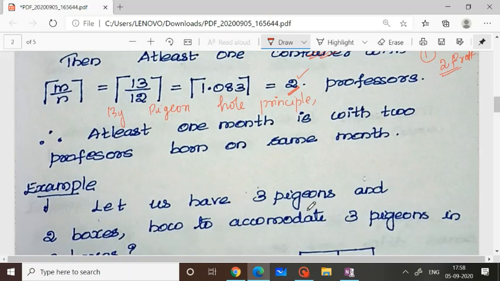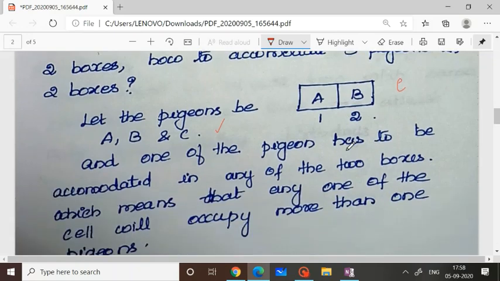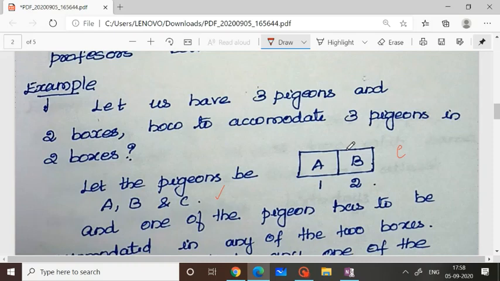Now let us consider another example. Let us have 3 pigeons and 2 boxes. Let us consider the 3 pigeons to be A, B and C, and the 2 boxes to be 1 and 2. The 3 pigeons have to be accommodated in 2 boxes. The first pigeon A we can accommodate in the first box, the second one B can be accommodated in the second box, but for the third pigeon there is no box.